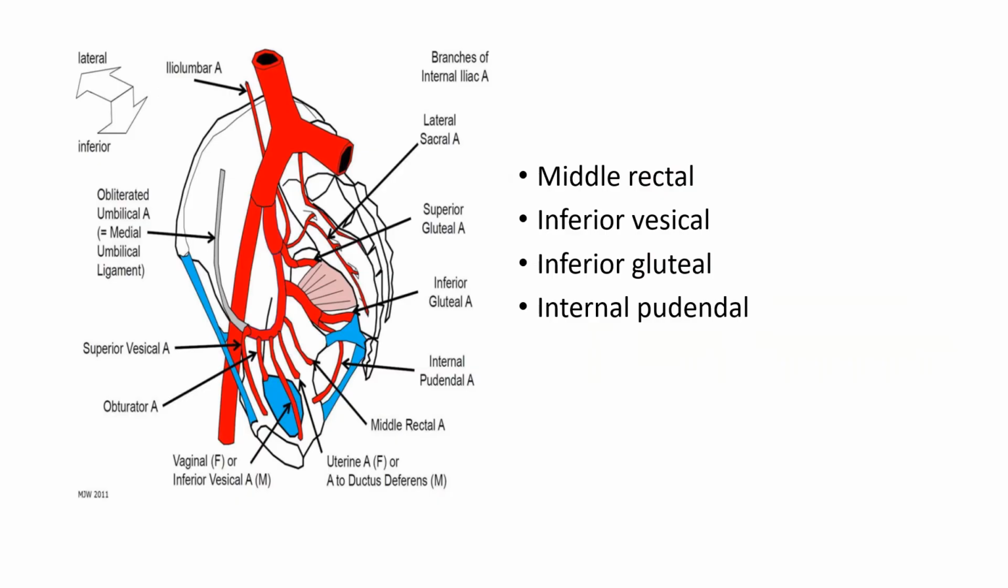Third, there is the middle sacral artery. Here you can see the middle sacral artery and the inferior vesical artery. This is the inferior vesical artery or the vaginal artery. These arteries are the inferior vesical artery and inferior gluteal artery. Here you can see the inferior gluteal artery and internal pudendal artery. So these four are the anterior division of the internal iliac artery.